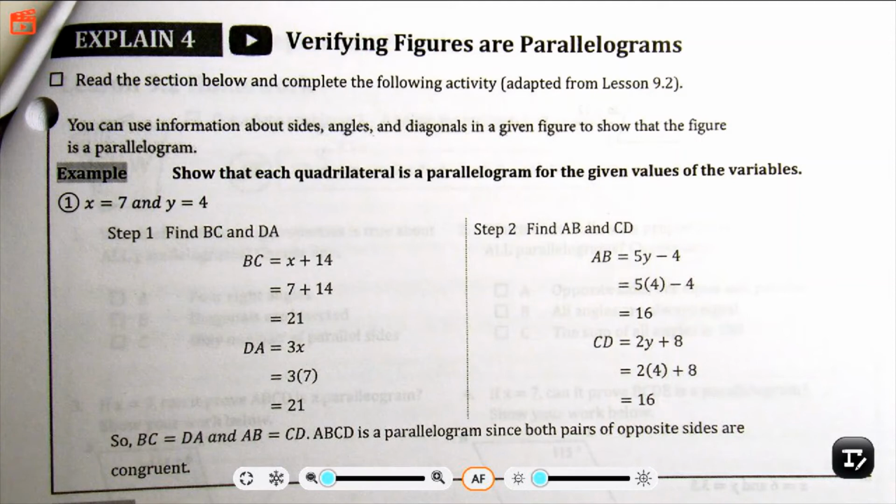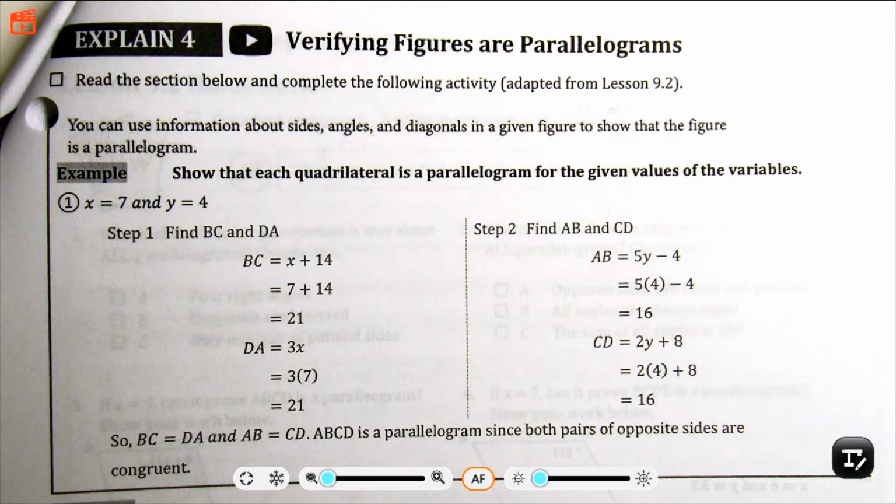Then we could try RS. So RS is equal to 2A plus 12, so 2 times 2.4 plus 12, and that is 4.8 plus 12, and that becomes 16.8. So one thing that we notice is that these opposite sides are congruent to each other because they're both 16.8.